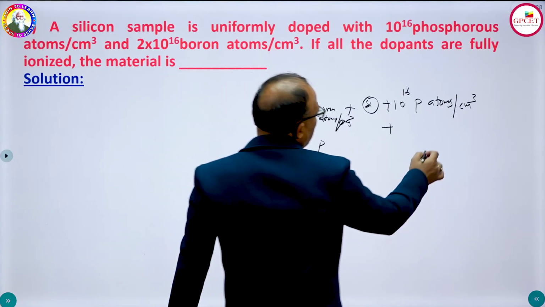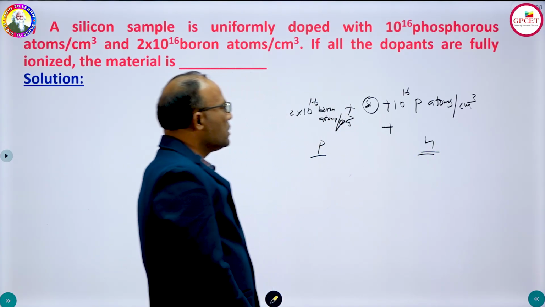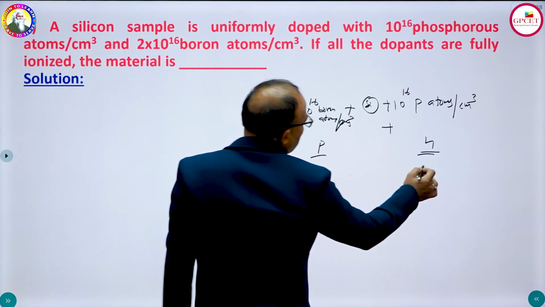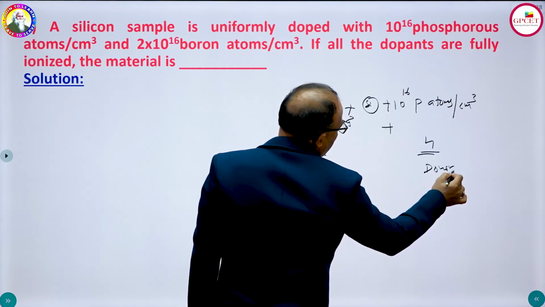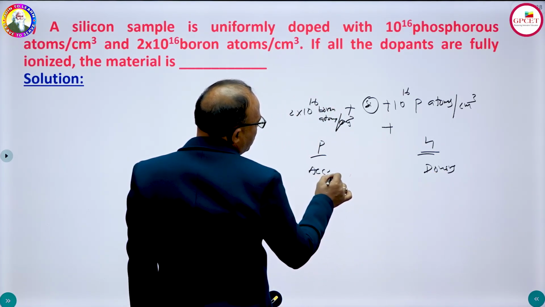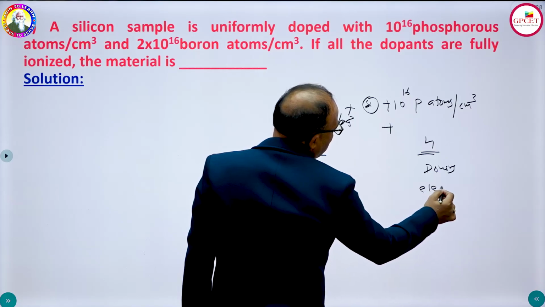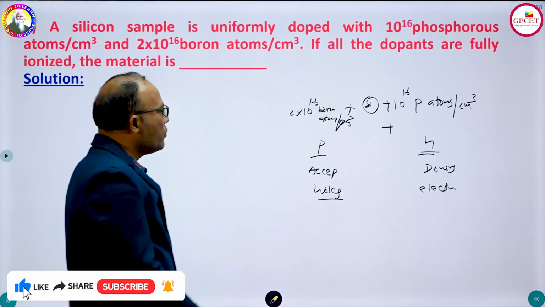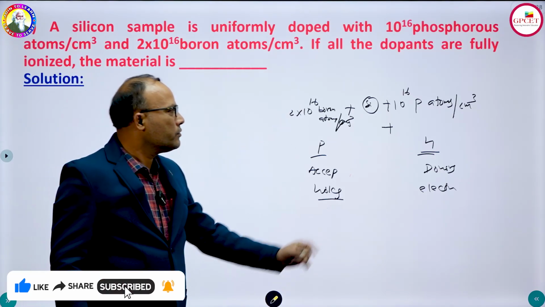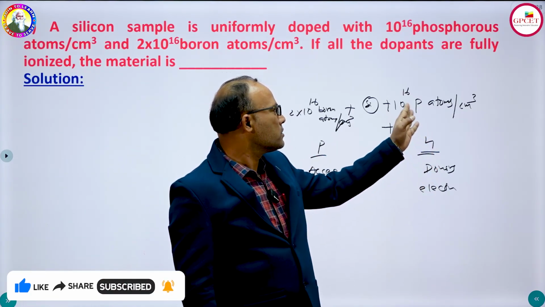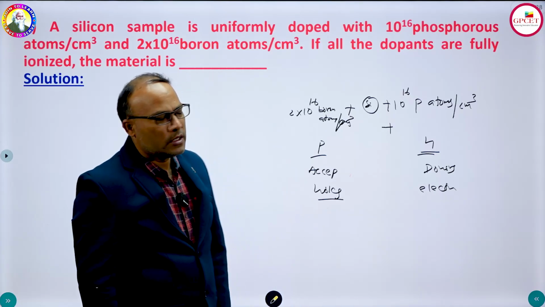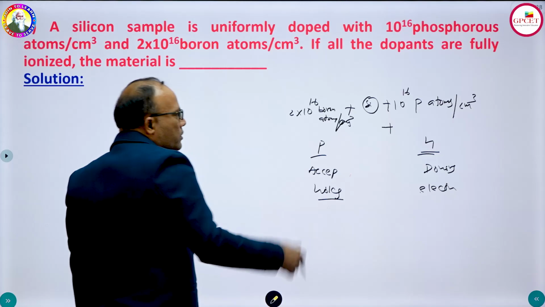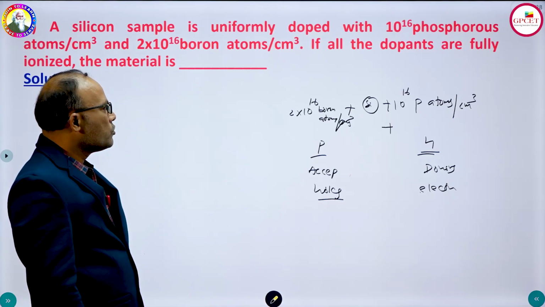Phosphorus is an n-type semiconductor dopant. These are called donors, and these are called acceptors. These are electrons and these are holes. So we are adding hole concentration 2 into 10 power 16 for silicon, and electron concentration 10 power 16 from phosphorus atoms. Therefore 10 power 16 electrons will recombine with the holes from the boron atoms, 2 into 10 power 16.